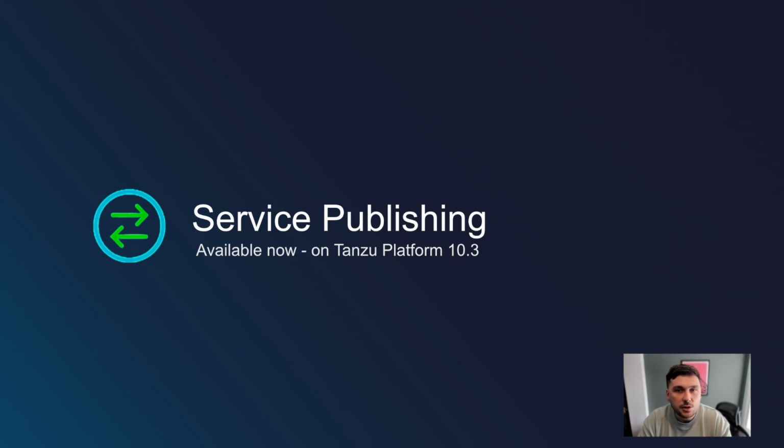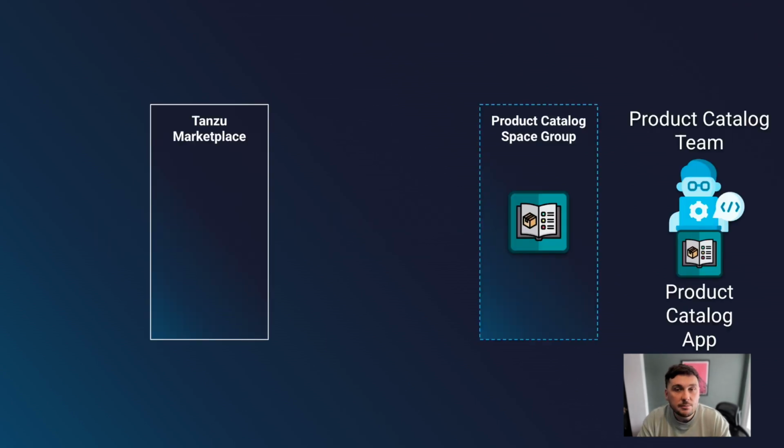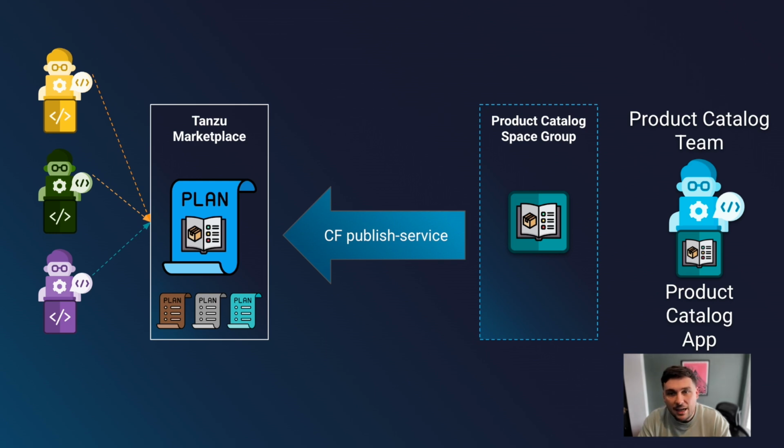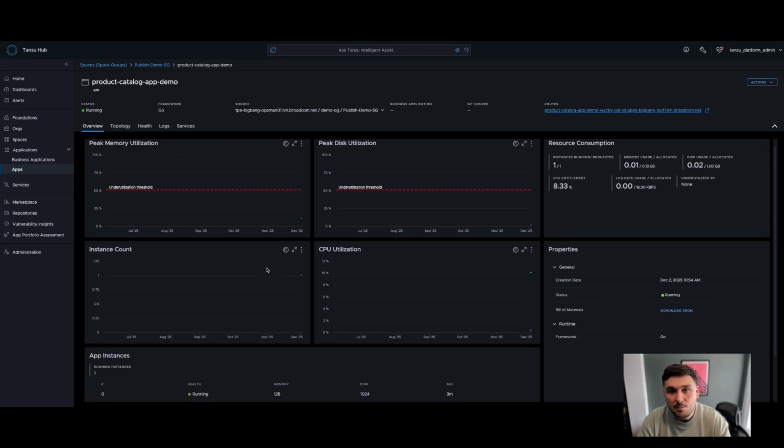I want to give a quick demo of service publishing, which is a new feature of Tanzu Platform 10.3. So what is service publishing? Ultimately, it enables developers to collaborate by having one team publish their application's API to the marketplace so that other teams can discover and connect to that application's API as if it's any other type of service on the platform. We're going to go through a demo today where we kick off with an application that's running on the platform, and we'll be publishing that to the marketplace.